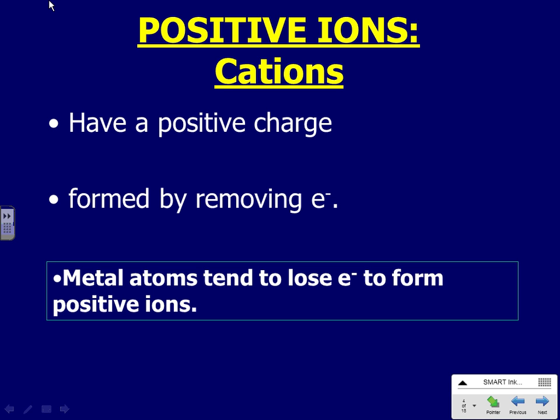Anyway, cations have positive charge. They're formed by removing electrons. Metal atoms tend to lose their electrons and form positive ions.